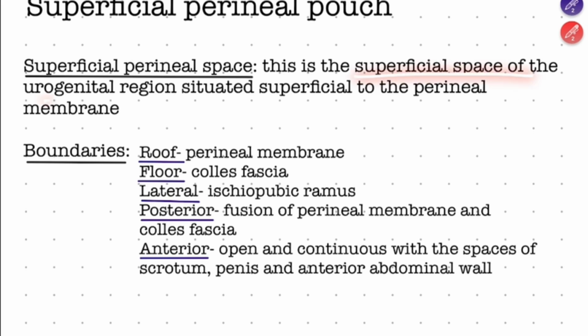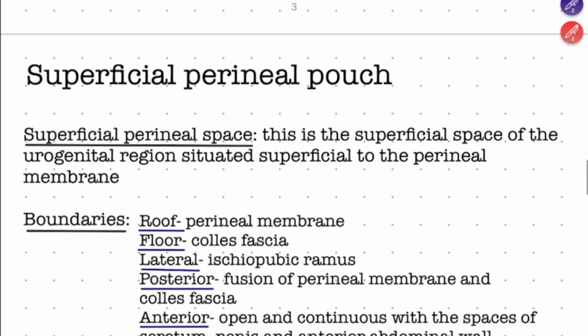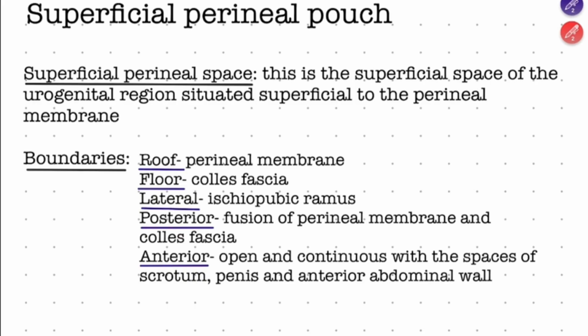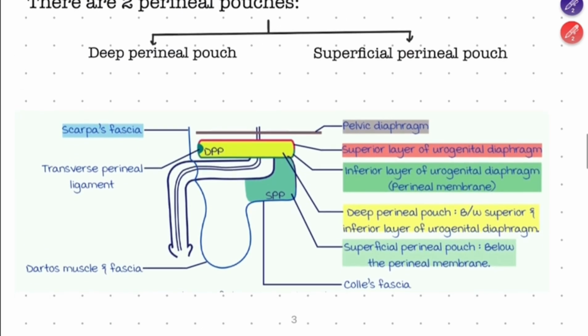this is the superficial space of the urogenital region situated superficial to the perineal membrane, and its boundaries are: the perineal membrane forms the roof of the superficial perineal pouch, and the floor is formed by Colles fascia, which is the extension of the superficial layer of the abdominal wall called Scarpa's fascia. Laterally, we have the ischiopubic ramus. Posteriorly, it is formed by the fusion of the perineal membrane and Colles fascia, and anteriorly, it is open and continuous with the spaces of the scrotum, penis, and anterior abdominal wall.